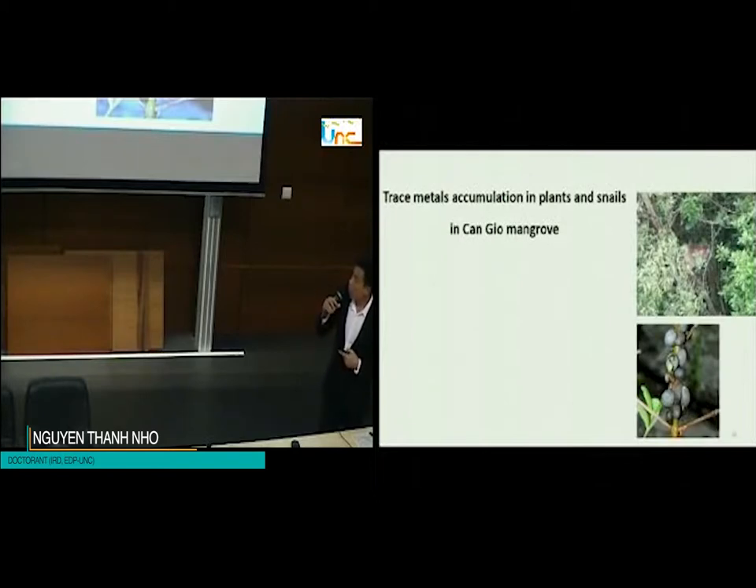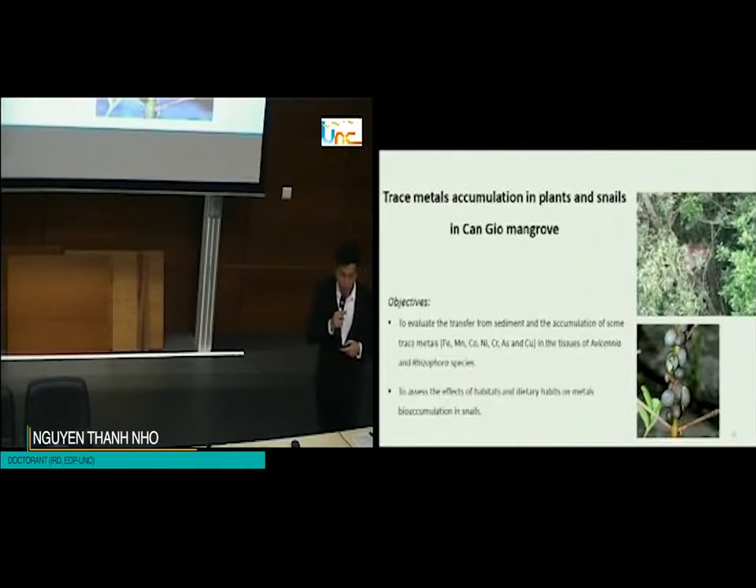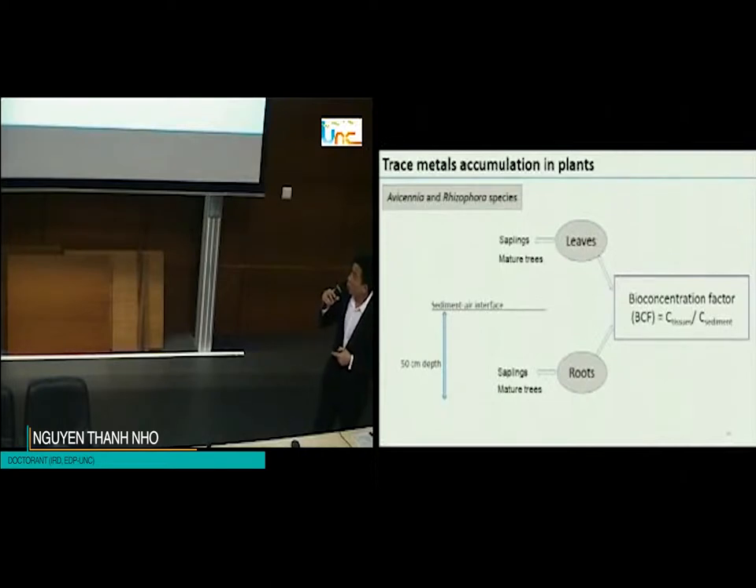In this context, we focus on trace metal accumulation in plants and snails in the Can Gio mangrove. The main objective was to evaluate the transfer from the sediment and the accumulation of some trace metals in the tissue of Avicennia and Rhizophora species, and to assess the effects of habitat and dietary habits on metal bioaccumulation in snails. To evaluate trace metal accumulation in plants, different samples, including roots and leaves of saplings and mature trees, were collected. We noted that the root samples were collected in the upper 50 centimeters of the sediment.